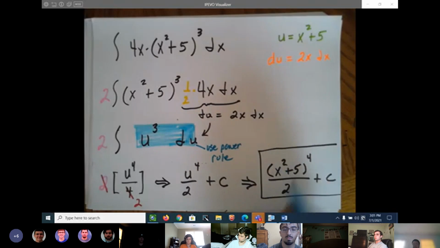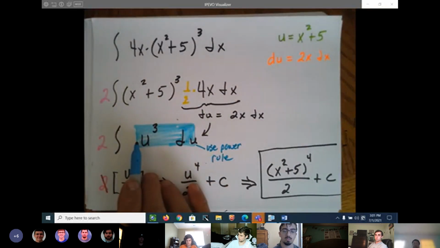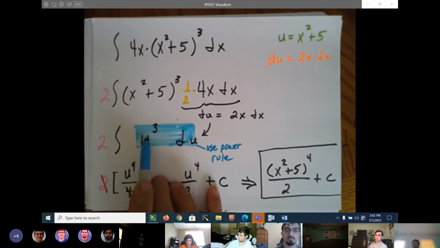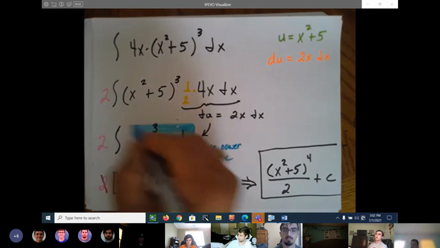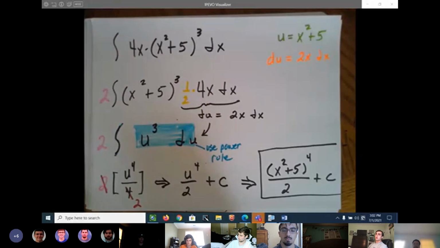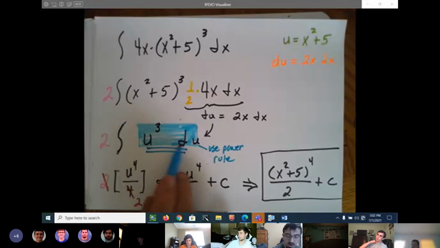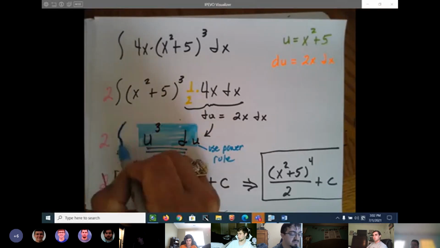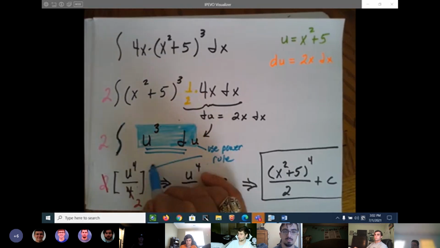Okay, so by the power rule, it just canceled out? No, this says, okay, student, you've got u to the third du, you need to use the power rule to find the antiderivative. Oh, this is like directions. Okay, student, use the power rule to find the antiderivative of this. Okay, that makes sense.